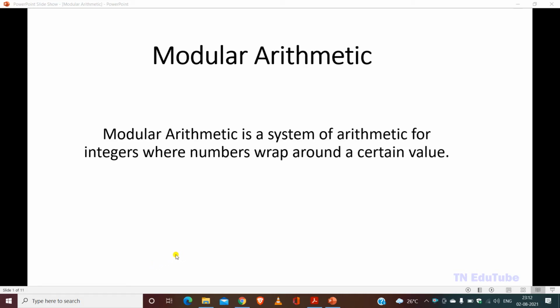Modular arithmetic. Modular arithmetic is a system of arithmetic for integers where numbers wrap around a certain value. It is an arithmetic with integers. The numbers are wrapping around a certain value.